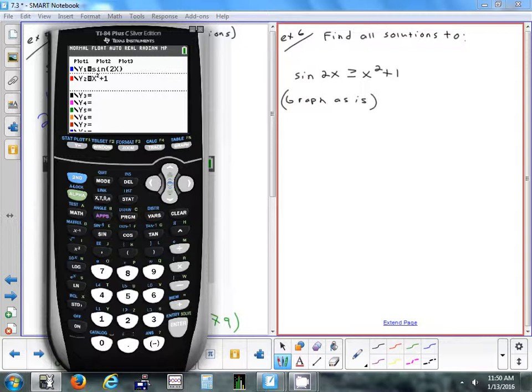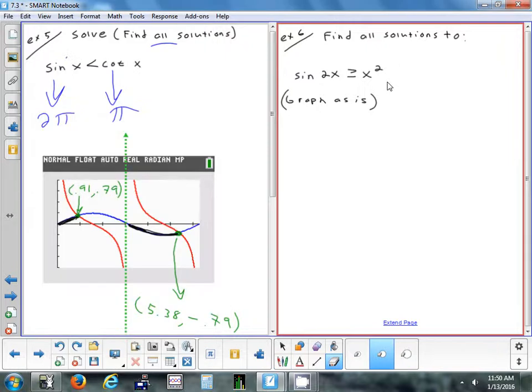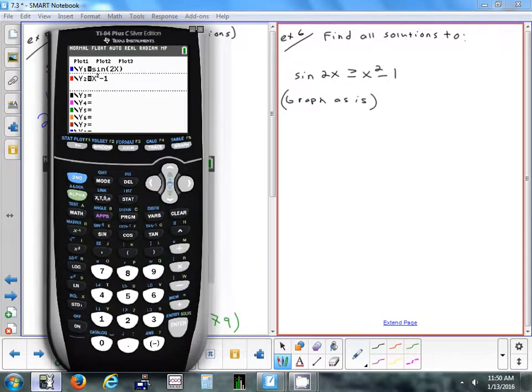All right, so we're going to look where sine 2x is greater than or equal to this parabola. And you know what? Let me just make a small change. Let me make it a -1. I don't think the plus 1 is going to work out. Okay, and I'm going to do zoom 7.